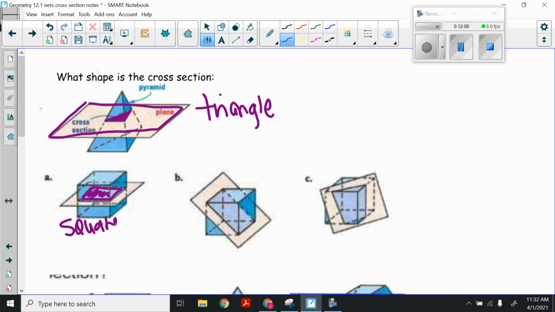Again, we have a parallel cross-section. So now B, if we do our plane at the diagonal of our cube, we see this is our cross-section now. So now we would have a rectangle. If we rotate it and take that plane from corner to corner, so back corner to front corner, this is our cross-section. This is a trapezoid.